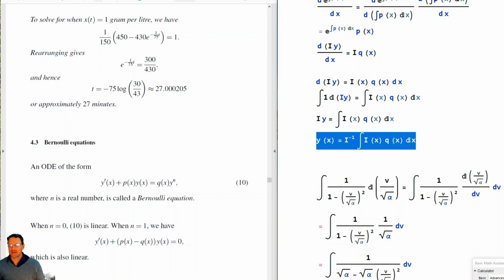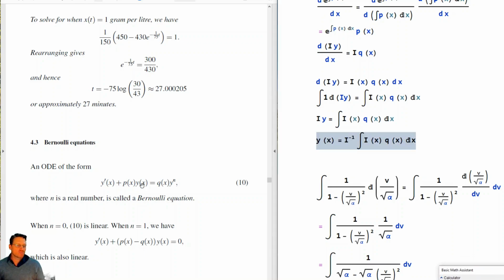Okay, so let's now move on to Bernoulli equations. What is a Bernoulli equation? Well, it's an equation that looks almost linear. Well, it looks linear on the left, but not so on the right-hand side. No fear, however, because we can turn this into a linear equation.